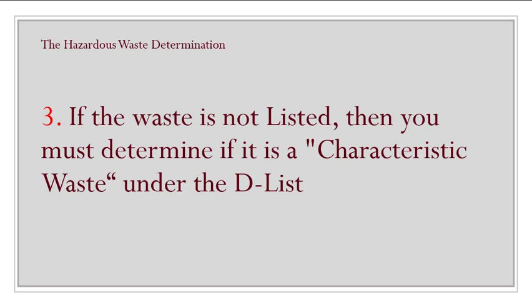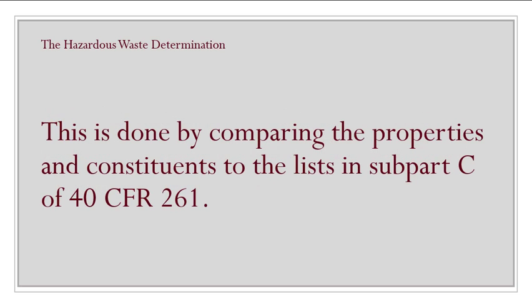Okay, so three, if the waste is not listed, okay, if you've gone through all the potential lists and tried to figure out where your waste may land up and it just doesn't meet any of those definitions, well, that's good. Okay, so then you take the next step, which is if the waste is not listed, then you must determine if it is a characteristic waste under what they call the D list. So now you have listed wastes and you have characteristic wastes. This is done by comparing the properties and constituents to the lists in Subpart C of 40 CFR 261.